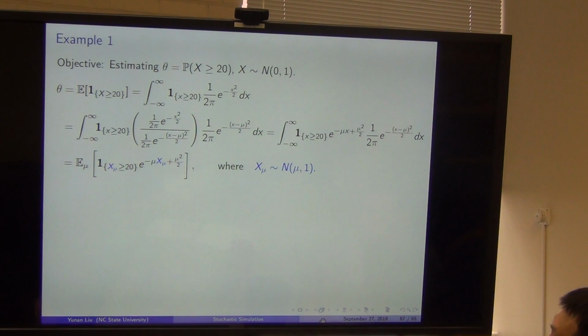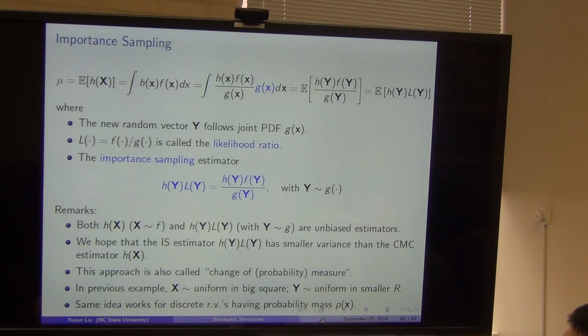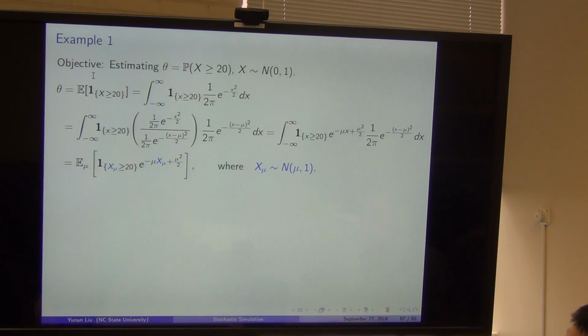Example time. Let's say our objective is to estimate theta, which is equal to the probability that a standard normal random variable is greater than 20. We know that is very, very small. This general argument gives us a way to estimate expectation, but we all know that probability is expectation. How do you estimate this probability?